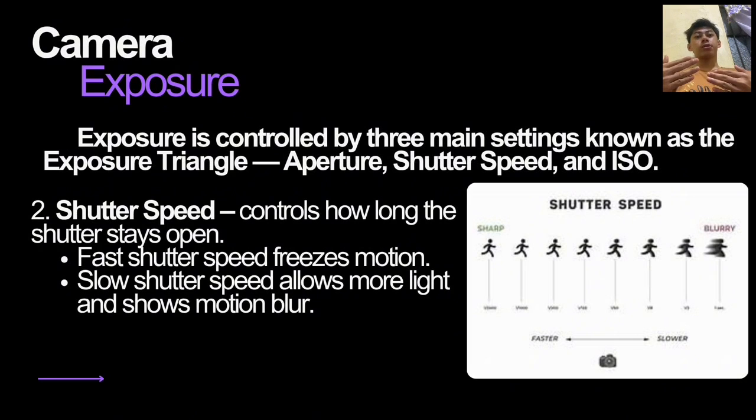Next is the subject blur, caused by movement in the scene. A tripod won't fix this, because the subject itself is moving. So to summarize, the shutter speed affects light and motion in your photo. Slow shutter speed means more light, more blur. Fast shutter speed means less light, frozen action. So balancing shutter speed, aperture, and ISO helps you capture sharp, well-lit photos.